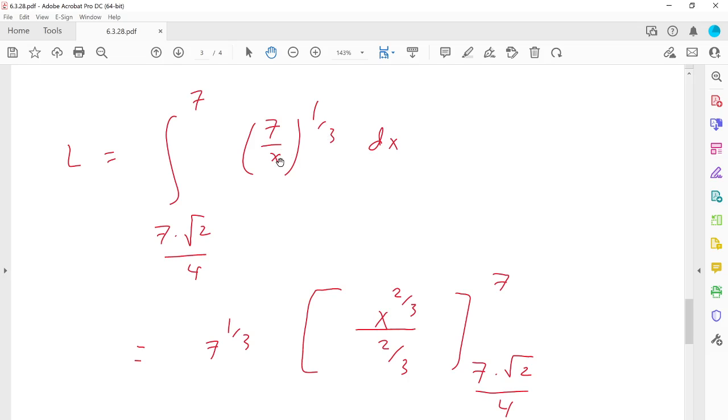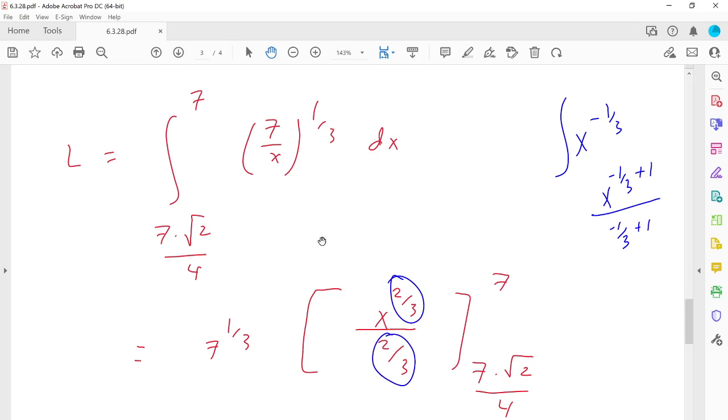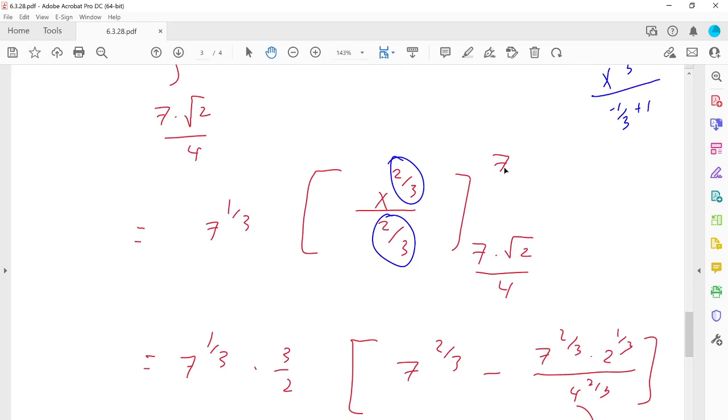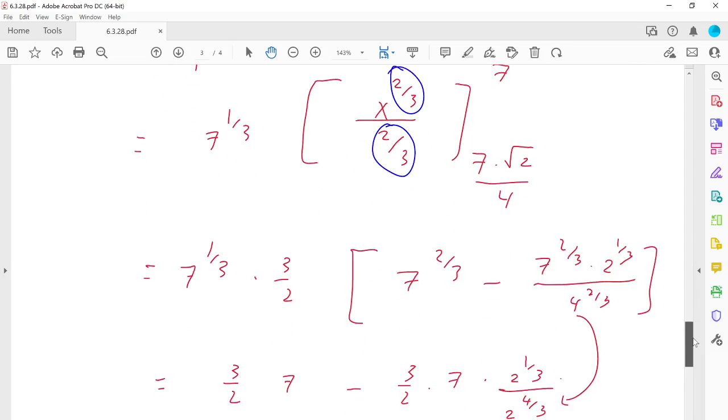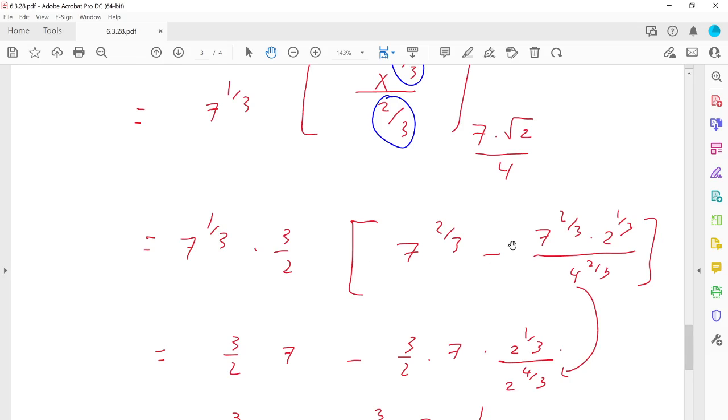So this is basically x to the power negative 1/3, and when you try to find the integration of that, that is x^(-1/3 + 1). If you simplify this, that will give you 2/3. That's how we got 2/3 here and then 2/3 on the denominator. Now by using the fundamental theorem, we can plug in x equals 7 the first time and x equals 7 times the square root of 2 over 4 the second time. Next, we can bring this 2/3, which is on the denominator, outside, and it will be 3/2. And now the only thing we have to do is simplification.